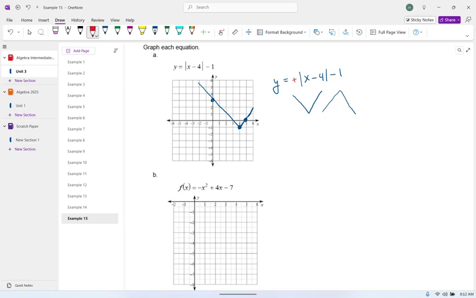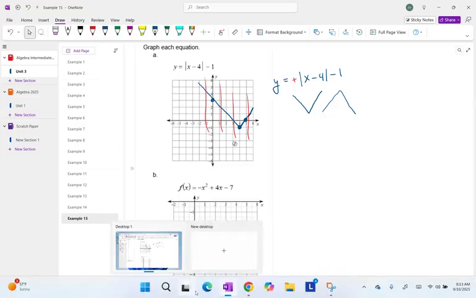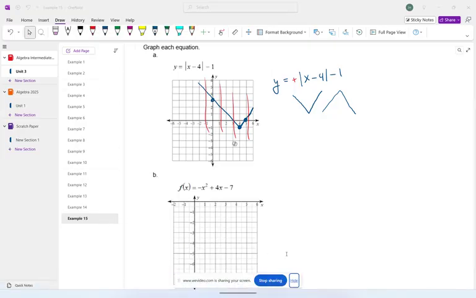But I think, again, the major point of this is to see that it is a function. It passes the vertical line test, and so this is a function. So, guys, I'm going to do a second video for part B. But if you have any questions, please think of those and let me know.